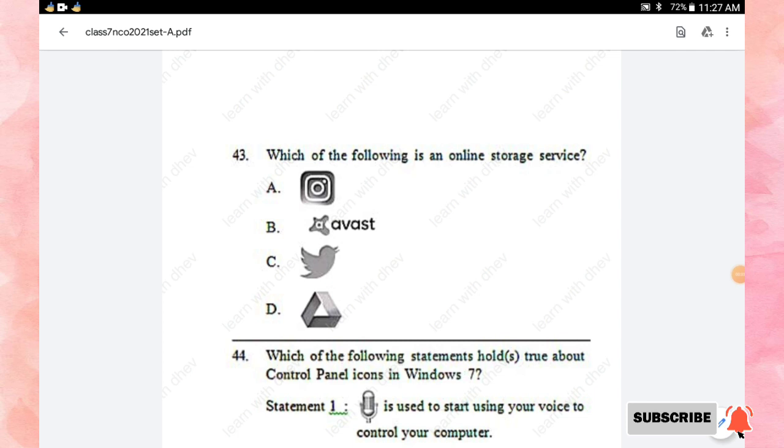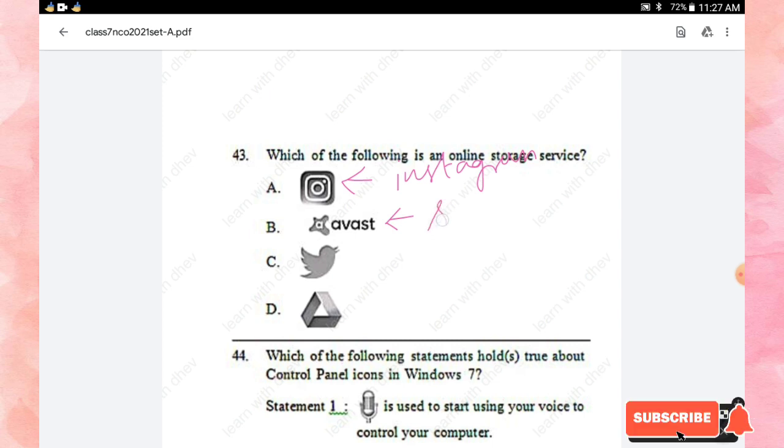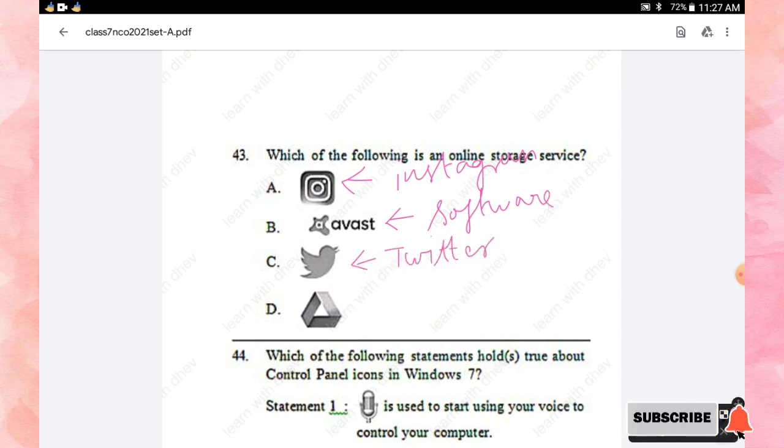Question number 43. Which of the following is an online storage service? Option A, it's Instagram. It's a social media app. Whereas Avast is an antivirus software. It's a software, security software. And this one is Twitter. It's a social media application.